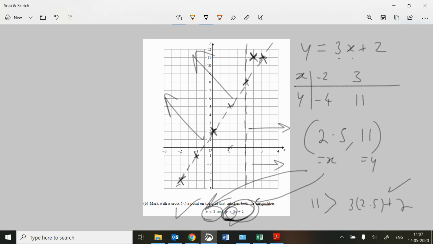Okay, that's the first question. And the second one I wanted to do, let's have a look, where is it?